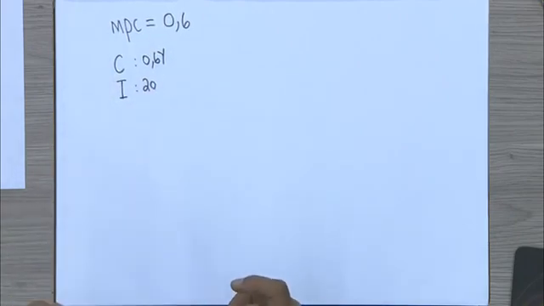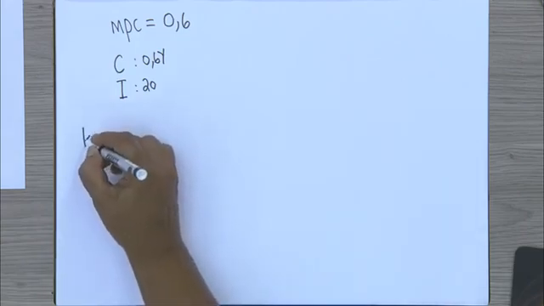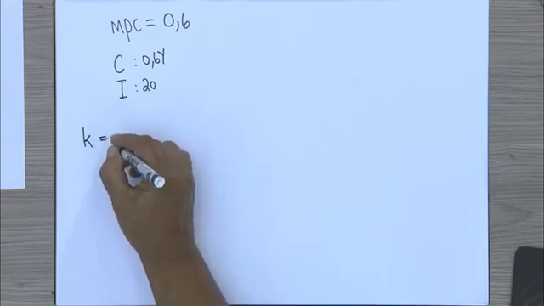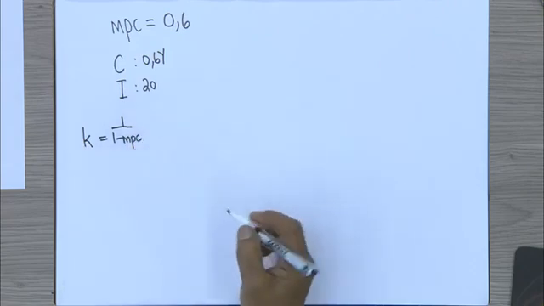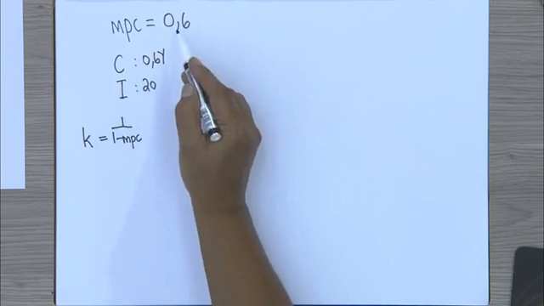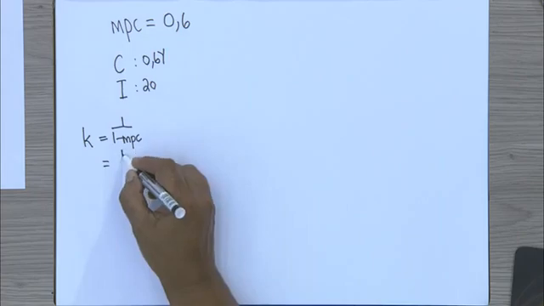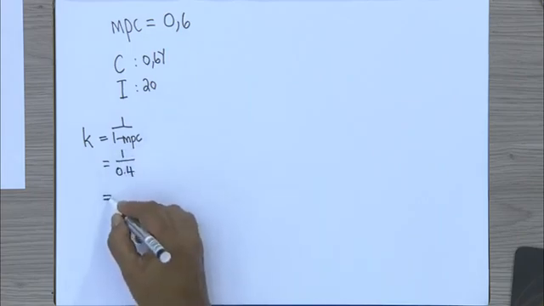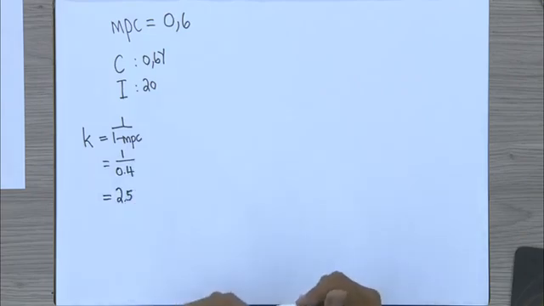So the first thing we're going to do is find out the value of the multiplier by using our formula. K is equal to 1 over 1 minus MPC, right? And our MPC is 0.6, so that's equal to 1 over 0.4, and 1 over 0.4 is going to give you an answer of 2.5.